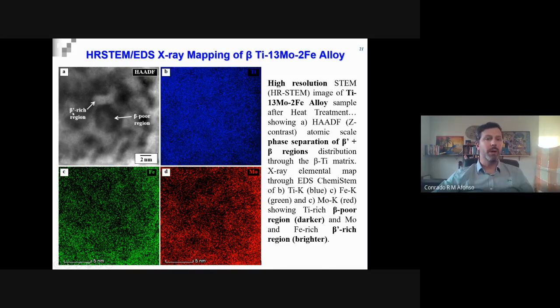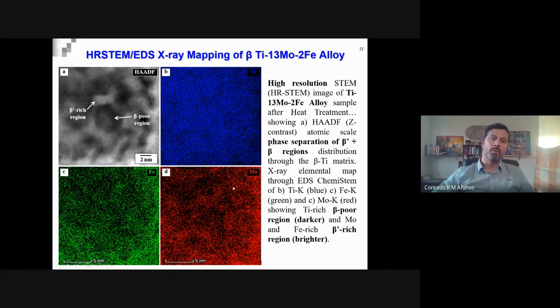And we can see that the beta prime phase is richer in heavier Z number elements, such as molybdenum and iron. Even if it is not very clear here in the chemical mapping, we can see that we have the spinodal decomposition, which is a slight variation of the composition of titanium in the darker regions, and an increasing percentage, from the intensity in the image, in the brighter regions of the beta rich phase separated.